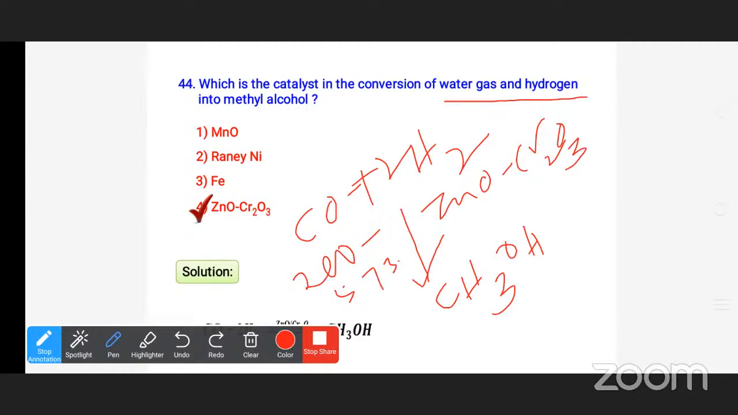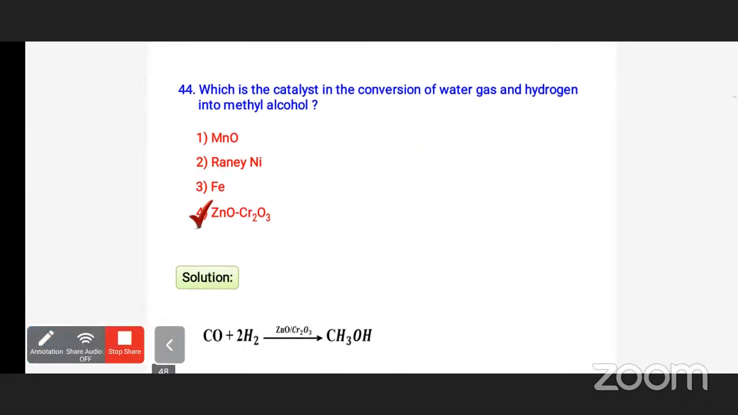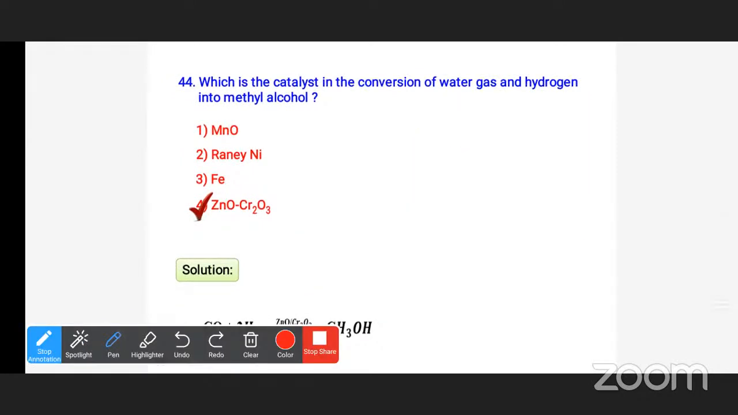The uses of methyl alcohol: it is used as a solvent, in paints, varnishes, shellac, manufacture of formaldehyde, perfumes, and dyes, and preparation of methylated spirit, a mixture of rectified spirit and methyl alcohol, that is called methylated spirit. So the catalyst is the fourth option, zinc oxide and chromic oxide, the correct option.